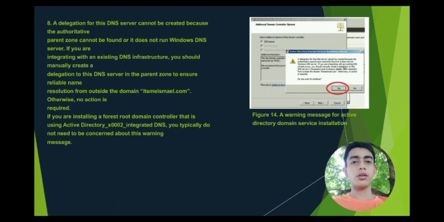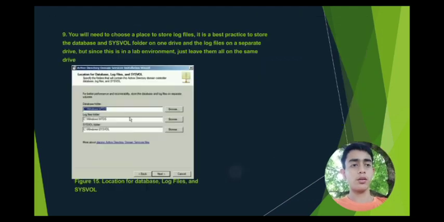So number 8 is a delegation for this DNS server cannot be created because the authoritative parent zone cannot be found, or it does not run Windows DNS server. If you are integrating with an existing DNS infrastructure, you should manually create a delegation to this DNS server in the parent zone to ensure reliable name resolution from outside the domain, for example mail.com. Otherwise, no option is required.